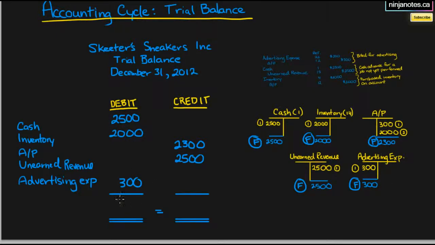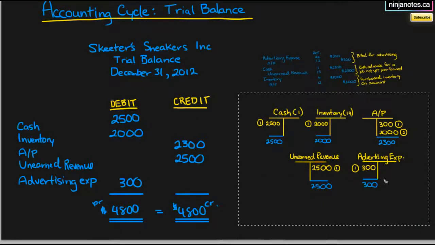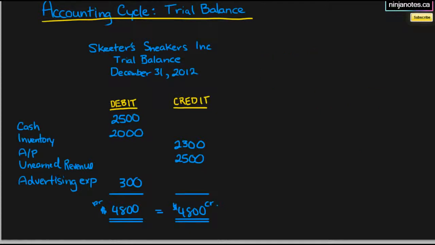And once you add up each of the individual columns, you'll see 2,500 plus 2,000 plus 300 is going to be $4,800 worth of debits. And on the right side, 2,300 plus 2,500 is going to be $4,800 worth of credits. So there you go. We have our debits equaling our credits, and our trial balance, for the most part, was performed correctly. I'll show in a second how there can be errors with the trial balance. I'm just going to get rid of this really quickly.